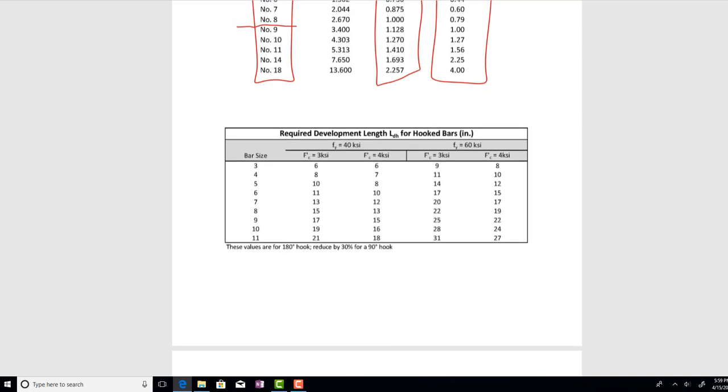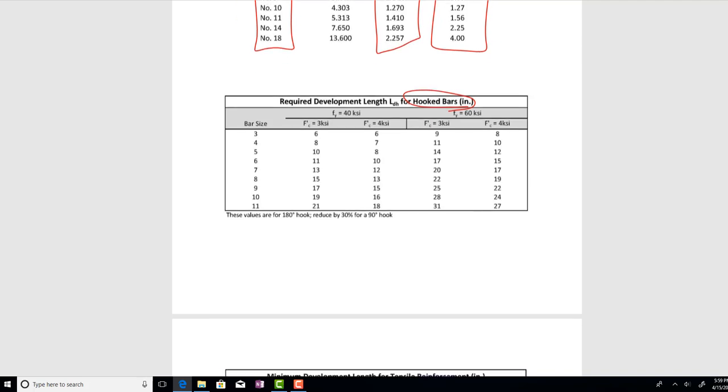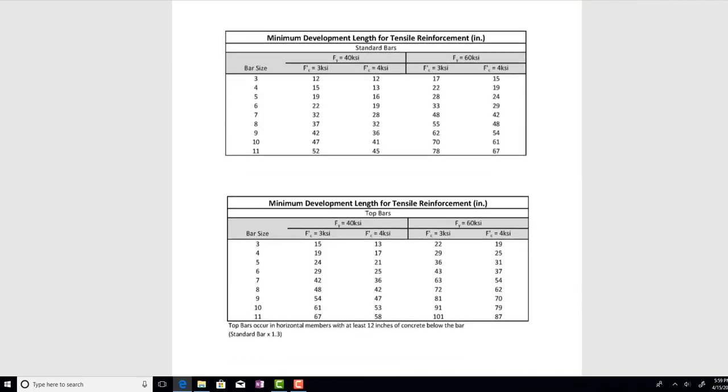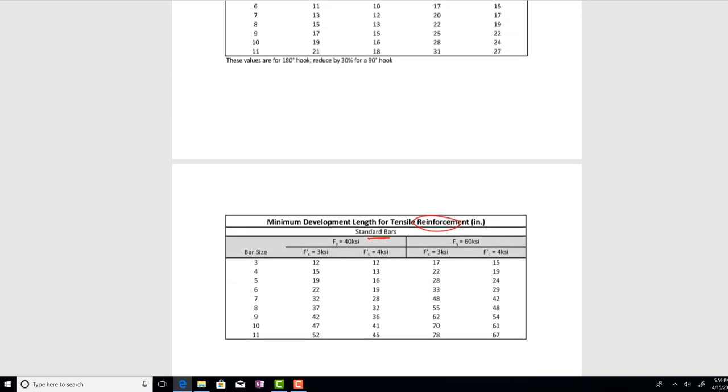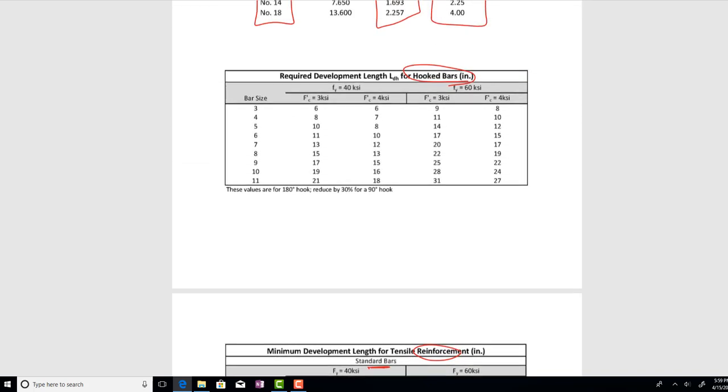The next 3 tables or figures have to do with the embedment length. And this particular one is the embedment length for hooked bars. This one right here is for tensile reinforcement, but we're dealing with standard bars versus top bars. I don't actually have the compression table on here. There's another table that you utilized on your homework. I've just narrowed it down to these three to simplify and kind of condense the charts a little bit.